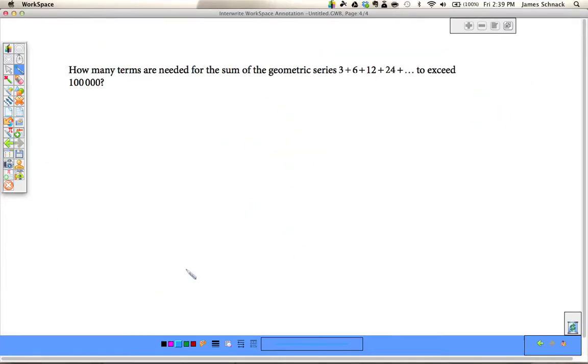How many terms are needed for this sum to exceed 100,000? Oh boy, this seems really hard. So S sub n, I don't know how many terms it's going to be. Let's start putting in the numbers I know. It's geometric. r is going to be 6 divided by 3, so r is 2, that's cool. The first term is 3. 3 times 1 minus 2 to the n over 1 minus 2.